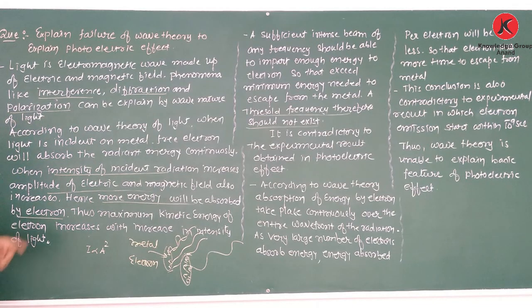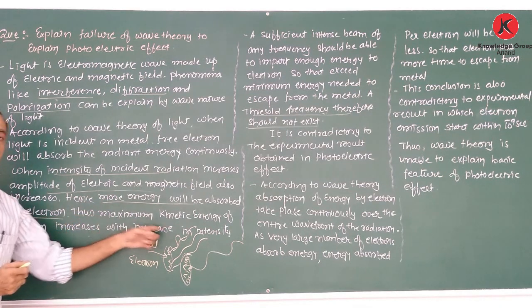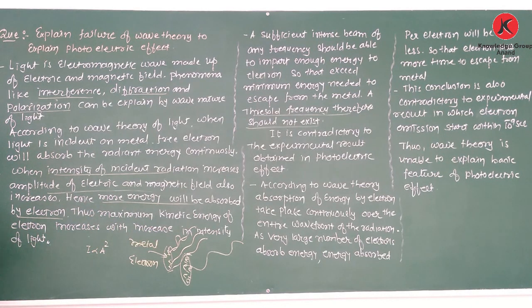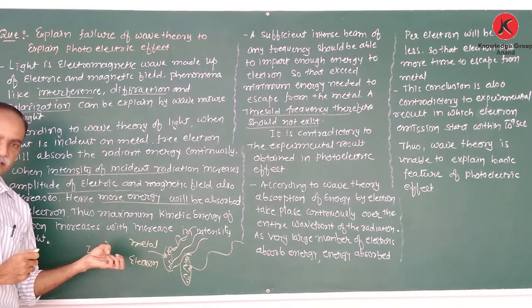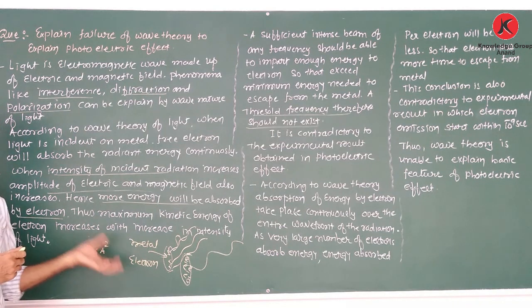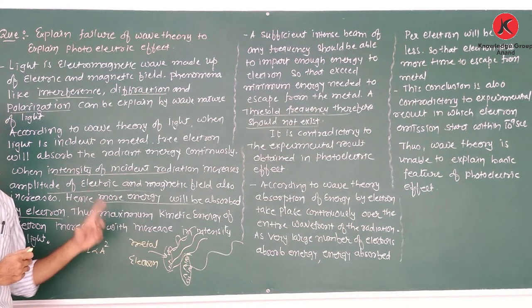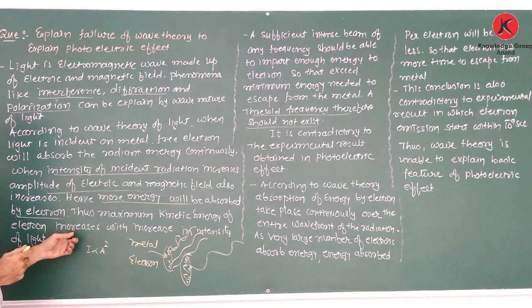Clear? Okay. When the intensity of the incident radiation increases, what happens? The amplitude of electric and magnetic field also increases. Hence, more energy will be absorbed by the electron. Thus, the maximum kinetic energy of the electron increases. So the energy absorbed by the electron becomes the maximum kinetic energy of the electron, which increases with the increasing intensity of light.